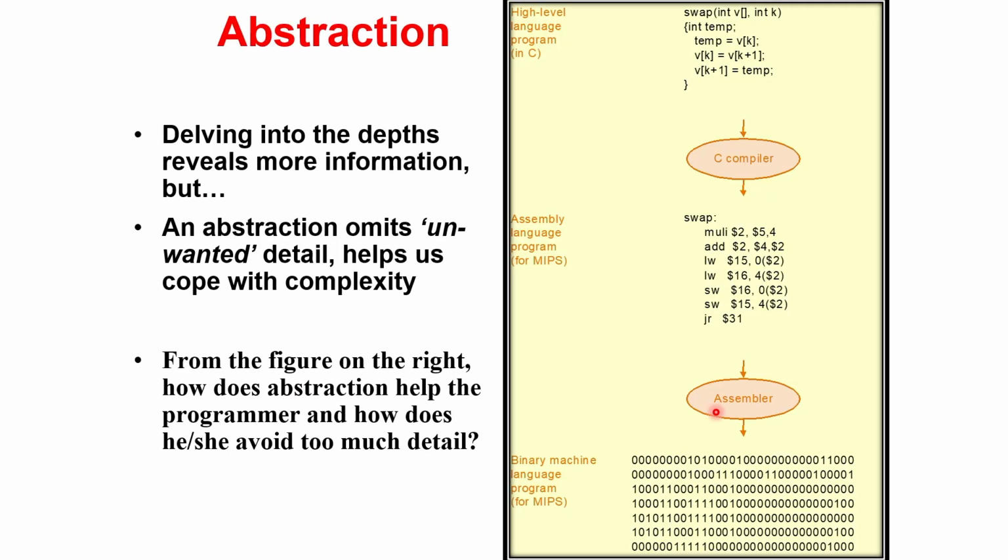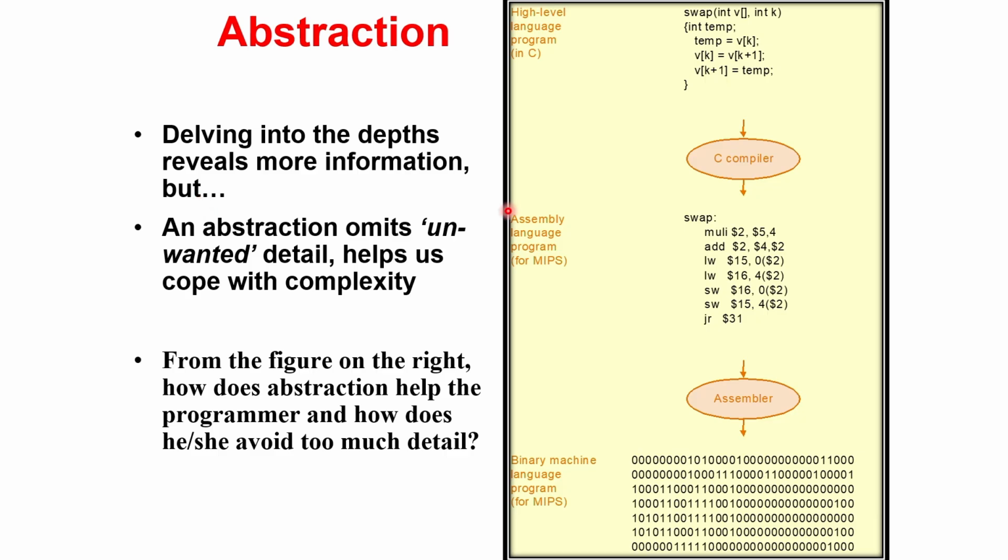Okay, so here we introduce the concept of abstraction, which is essential for managing complexity in computing. Delving into the depth of a computer system reveals more detailed information, but there is a trade-off. An abstraction omits unwanted details and helps us cope with complexity. It allows us to focus on what is important at a given level without being overwhelmed by lower level details.